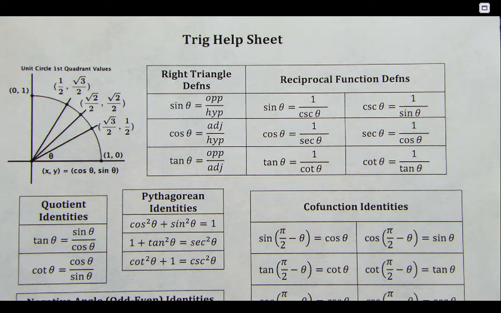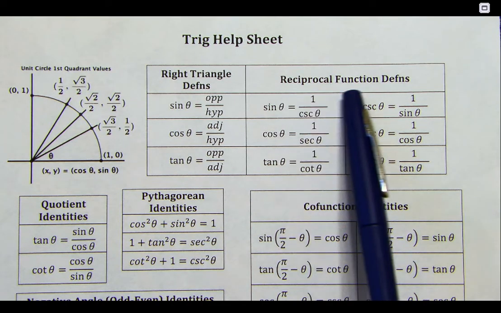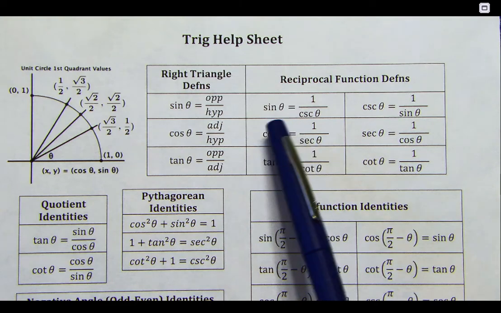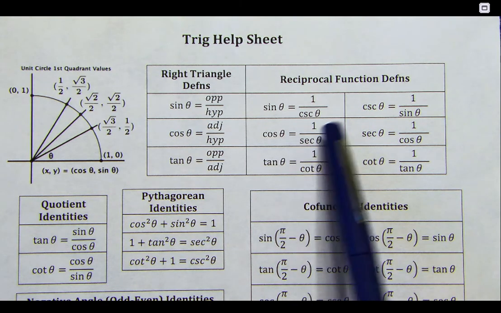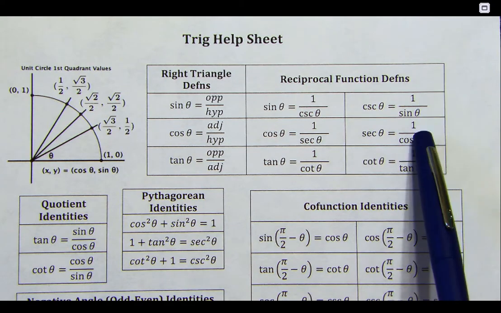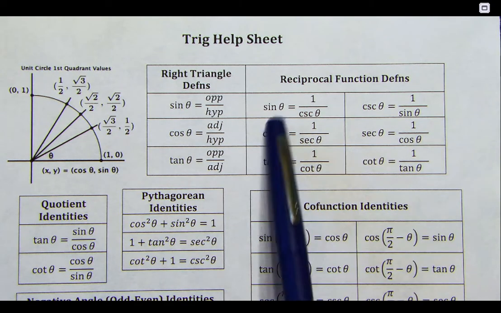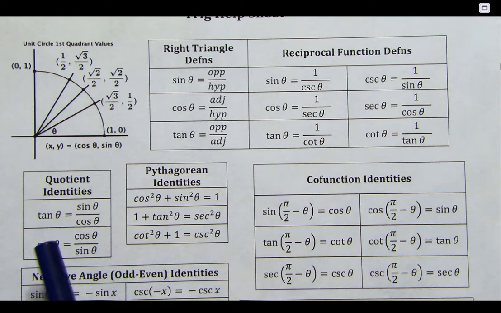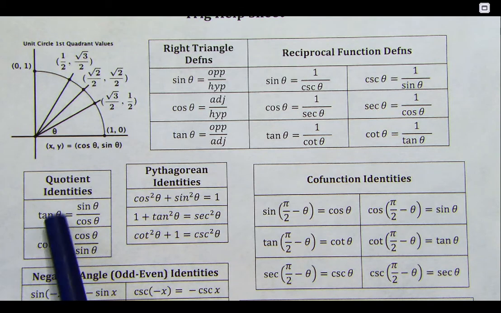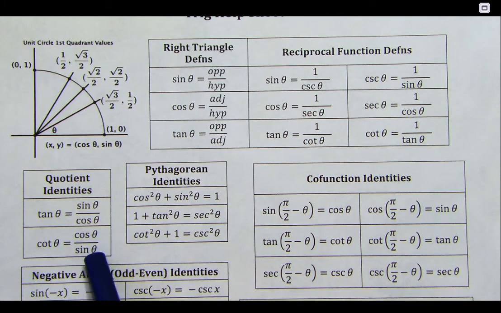Okay. Also, review from the previous chapter are these reciprocal functions. So we talked about how sine was the same thing as 1 over the cosecant, and the reverse is true where the cosecant is equal to 1 over sine. So these are also listed as our trig identities. Quotient, again, we should be familiar with the fact that tangent is equal to sine over cosine, which means that its reciprocal, cotangent, would be equal to cosine over sine.